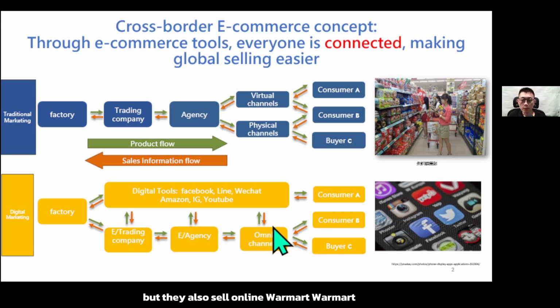Walmart is a physical channel. They open stores, but they also sell products online. So if you live in Taiwan or in the UK, you can buy from the United States Walmart. Walmart will ship the product to you, I guess, because most of the channels can ship internationally.